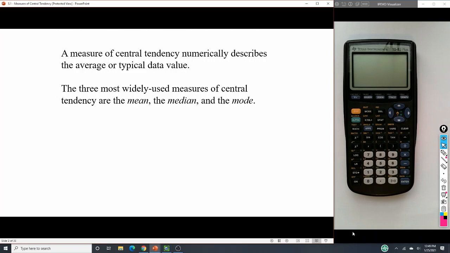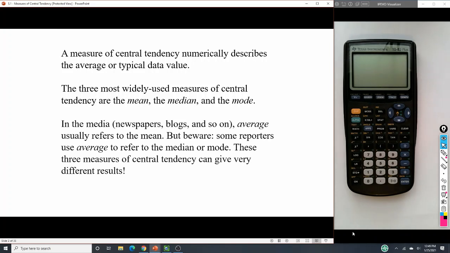And the 3 most widely used measures of central tendency are the mean, the median, and the mode. Now, average usually refers to the mean. So when most people ask about the average, they're talking about the mean. But sometimes it can refer to the median or mode, so be careful when people are talking about the average.